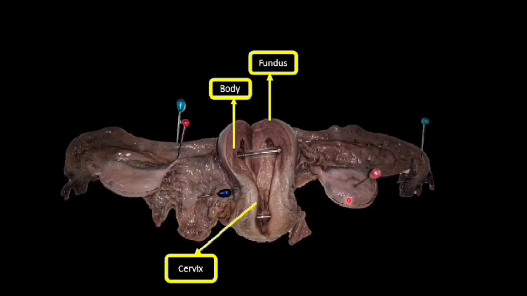Now we'll have a look at the gross specimen. I think you can identify the fundus here. This is a cut section and it is cut open, so the uterine cavity is open. This is the fundus, this is the body and this region is the cervix. Next we will see the uterine cavity.